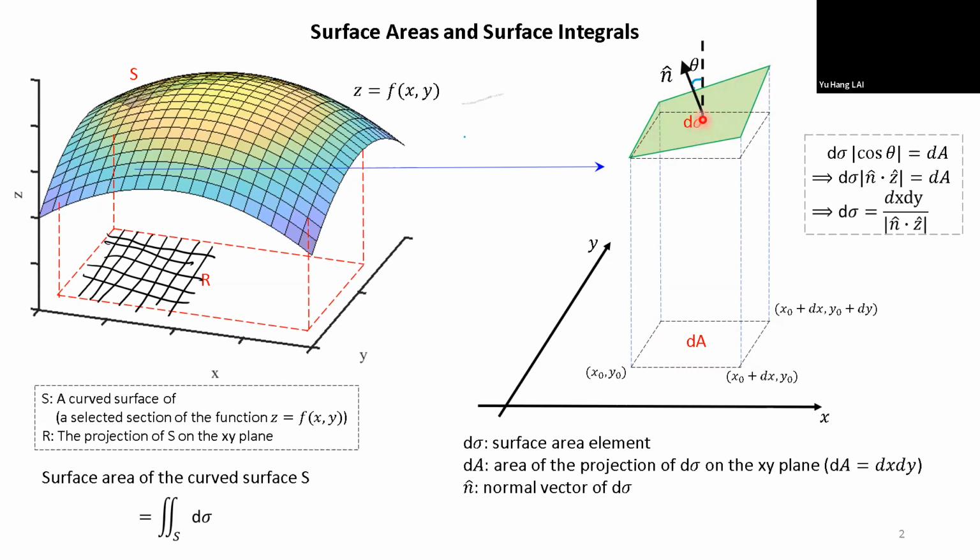And here I construct a normal vector n. This normal vector n is perpendicular to this d sigma plane. Now I'm going to do projection. So this d sigma cosine theta will be equal to this dA. Cosine theta is the angle between this n vector and this dashed vertical line.